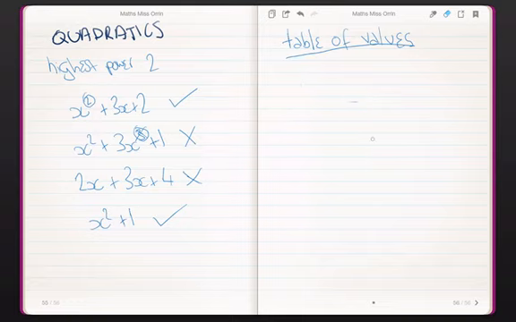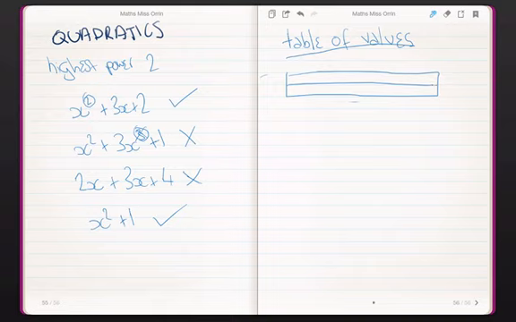Alright, so table of values. We're going to draw up a table of values, just like we normally would. We're going to have our x and our y column, and then we're just going to make up values for x. Now these can be anything you like. Normally I just put in a couple of negatives and a couple of positives because it makes for a nice balance. But you can really put in any numbers you want. So let's try -2, -1, 0, 1, 2.